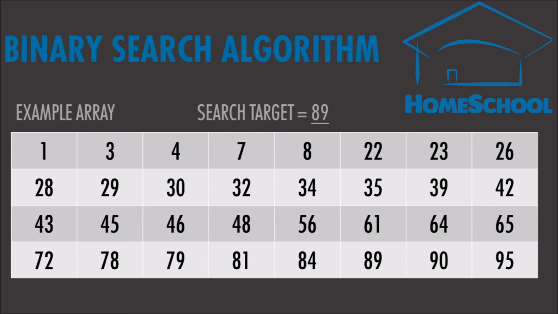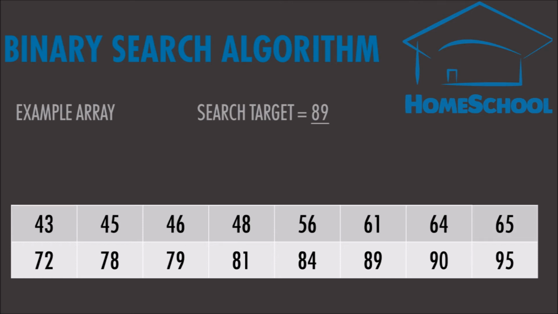Say we have this array from the previous example. We're again looking for the number 89. The binary search algorithm will take the middle value, here being 42, and see if the target, 89, is larger than the current value. It is, so the algorithm knows that the target value cannot be smaller than 42, so it can therefore discount all values before and including 42.